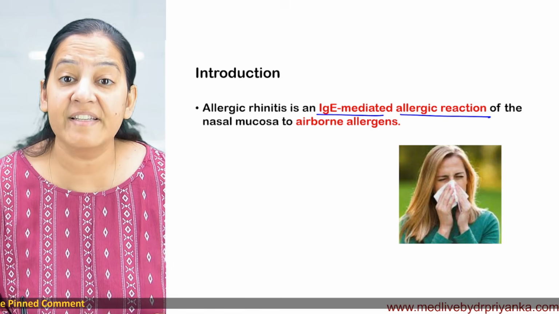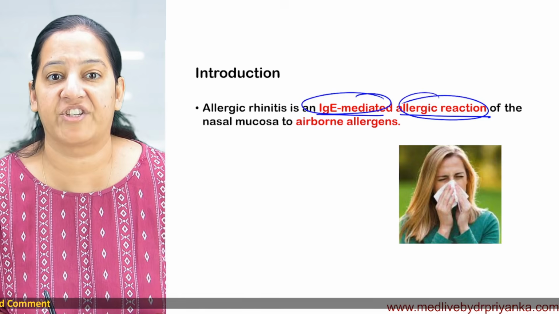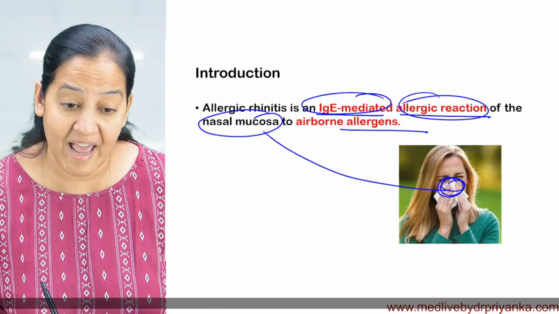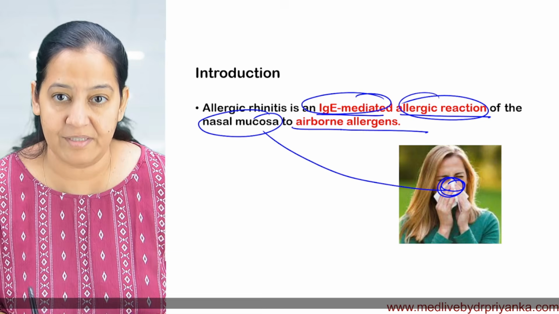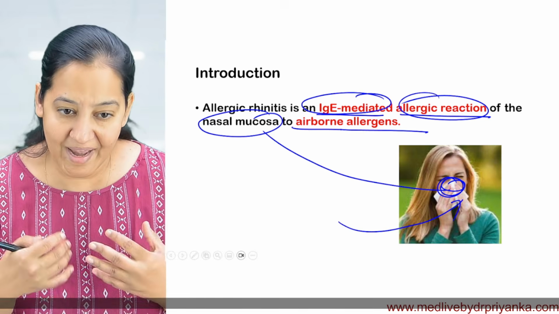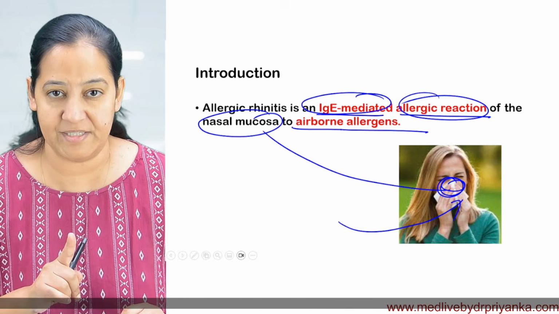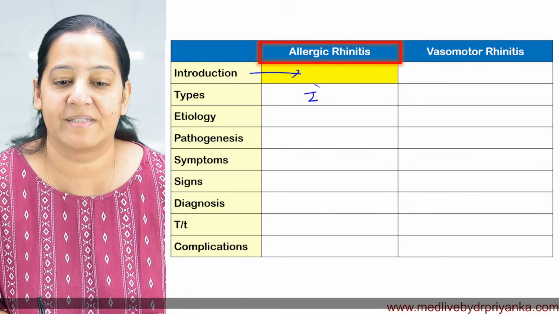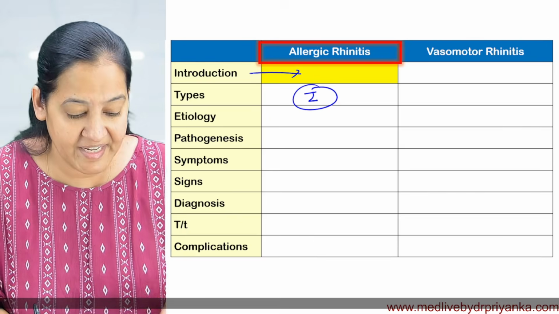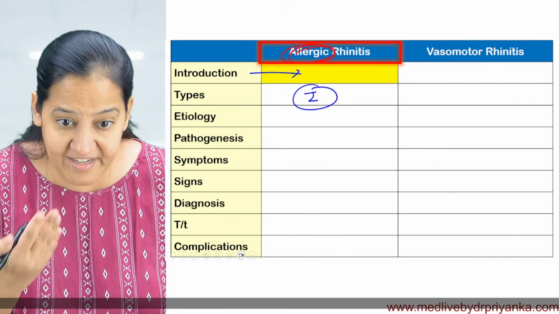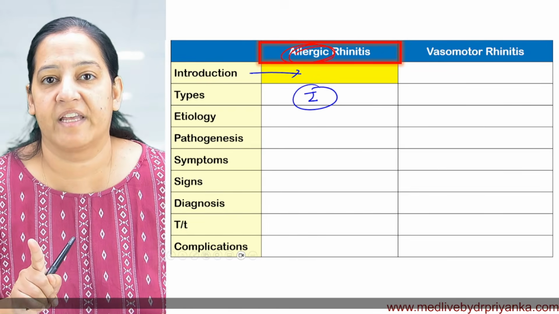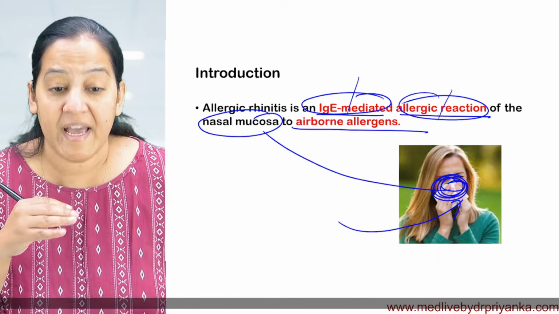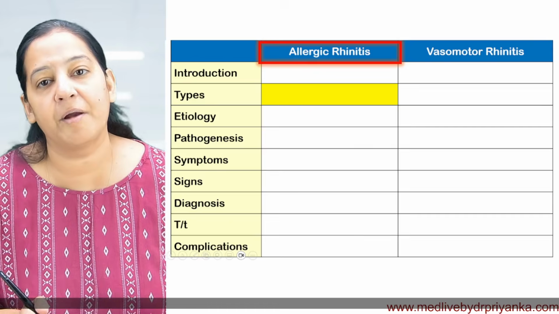You will notice here, it's an IgE-mediated allergic reaction to the nasal mucosa because of certain allergens, airborne allergens. The person is inhaling the allergen. You know, allergy is type 1 hypersensitivity. So basically, allergic rhinitis is type 1 hypersensitivity. It's a type of allergy, as the name indicates. So it is an IgE-mediated allergic reaction to the nasal mucosa as a response to airborne allergen.